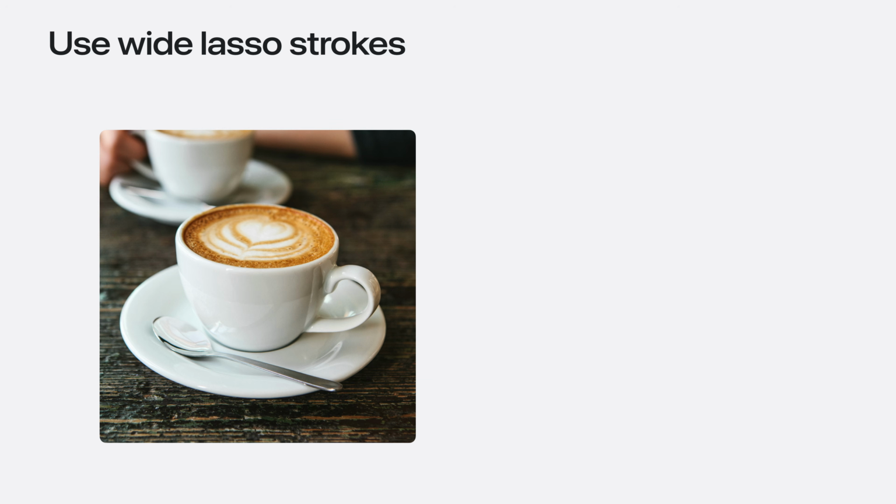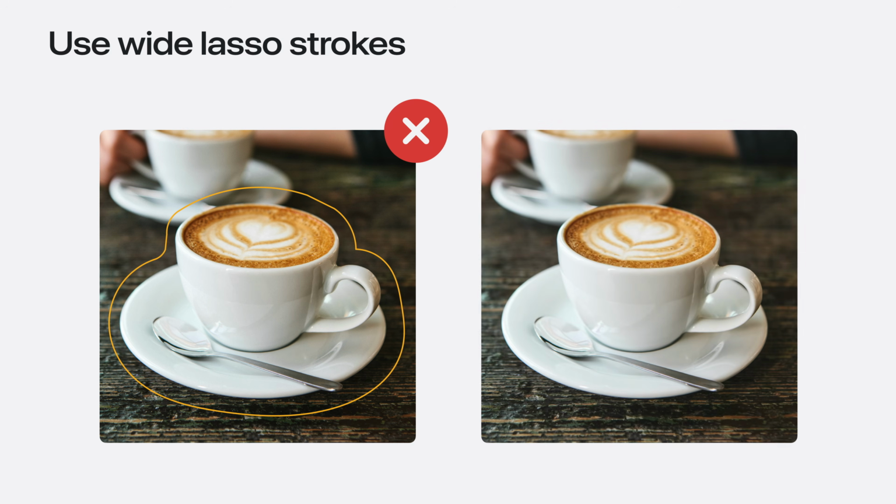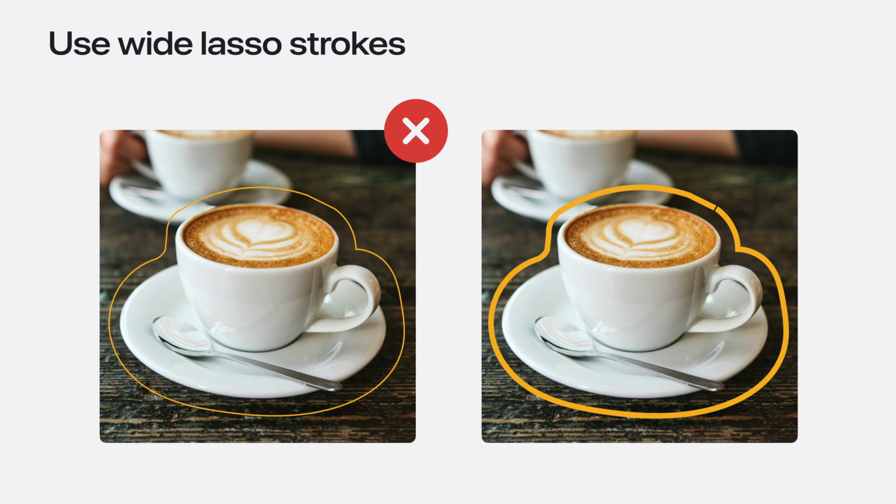It's also important when you're drawing a lasso that your stroke width is wide enough. Thin strokes may not produce the best result. The line width should be at least 1% of the total image width.